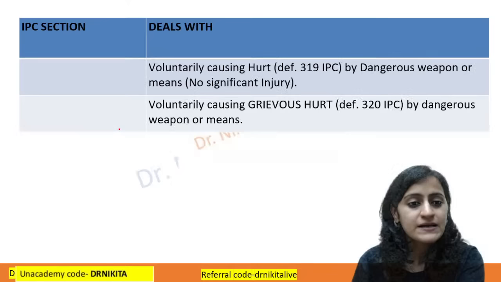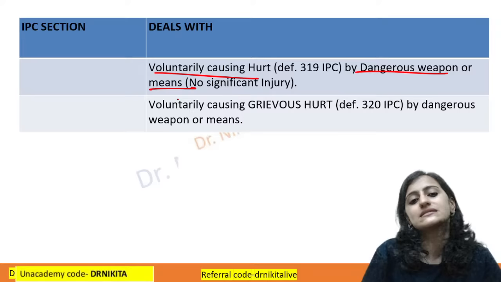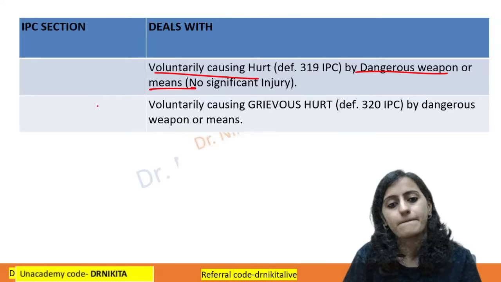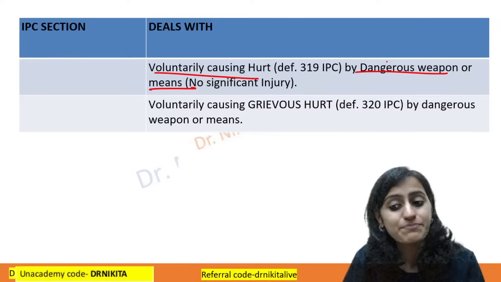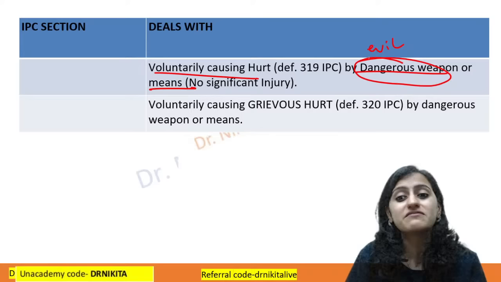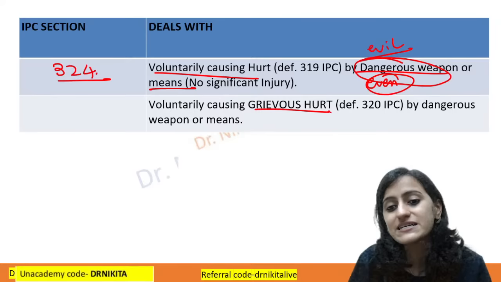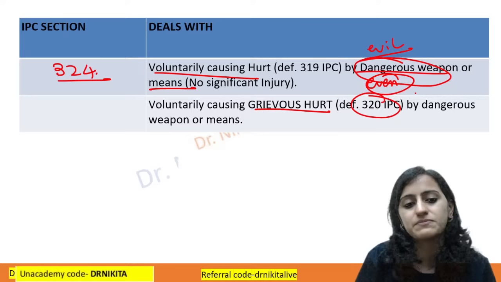What will be this one? Voluntarily causing hurt by dangerous weapon or means. Remember, it is mentioning dangerous weapon, that will be your even number. That is your 324. And voluntarily causing grievous hurt, which is defined by 320 IPC, by dangerous weapon, that will be 326. Grievous hurt is 326.